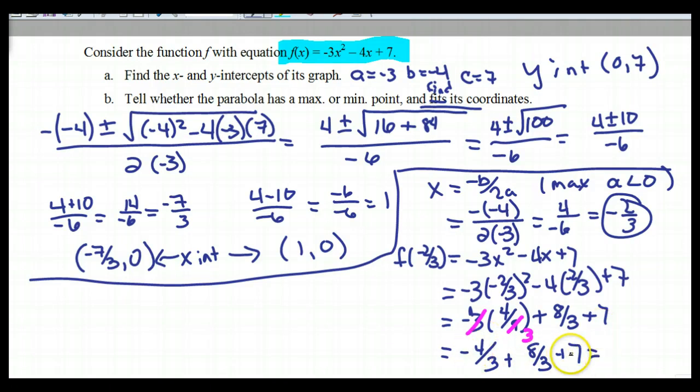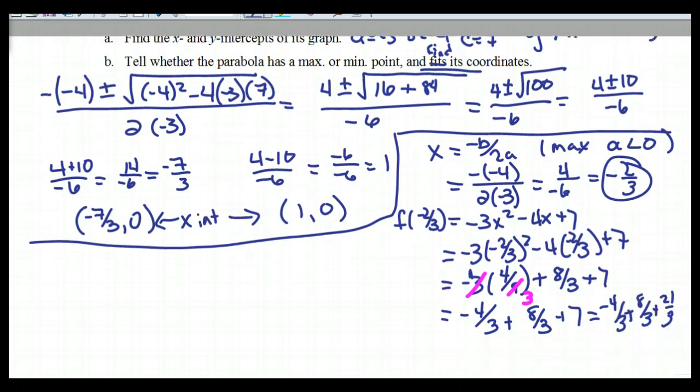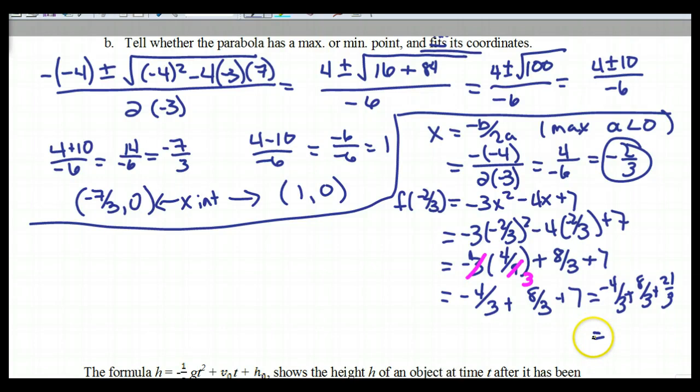Okay, and then I need to change the 7 to 21 over 3. So we have negative 4/3 plus 8/3 plus 21/3. So then you have negative 4 plus 8 plus 21, which is 25/3, right? What is that telling you? Where your vertex is. This is my y coordinate. So then your vertex would be negative 2/3, comma 25/3. Yep, and that would be your vertex.